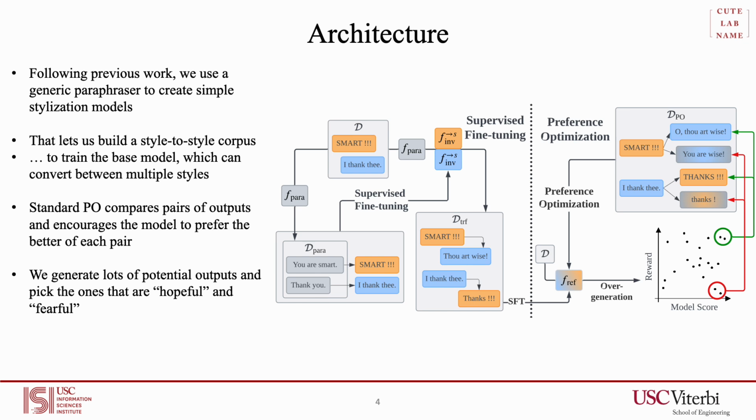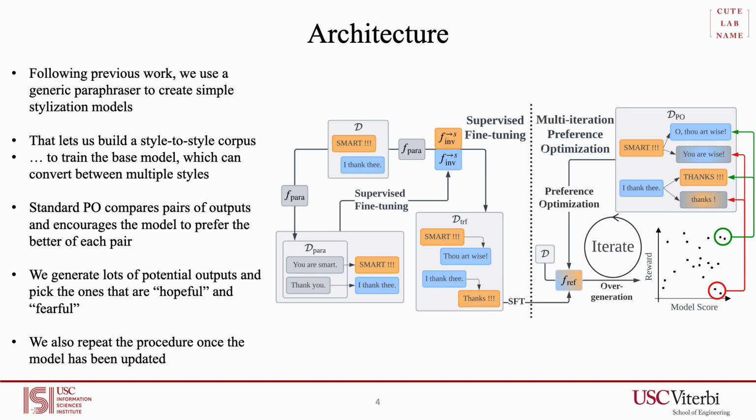The other innovation, so to speak, is that we're going to run our optimization algorithm multiple times. After one pass of DPO or CPO, we change our FREF to be that optimized model and then generate more data and repeat the process over and over again.